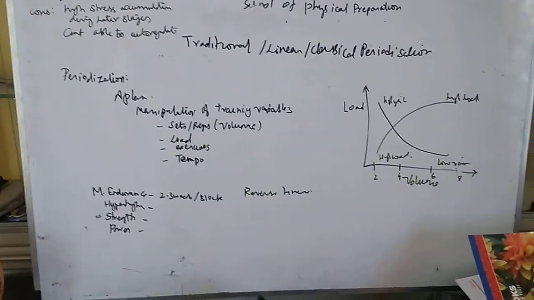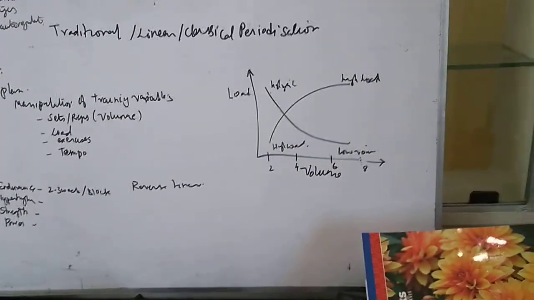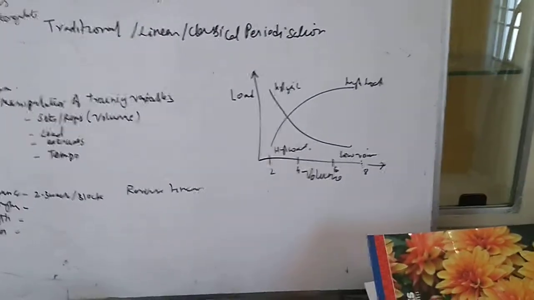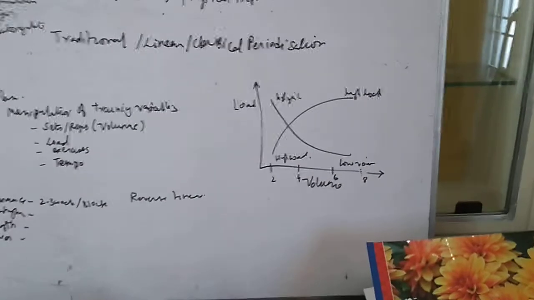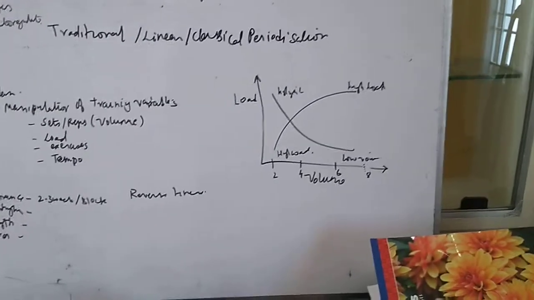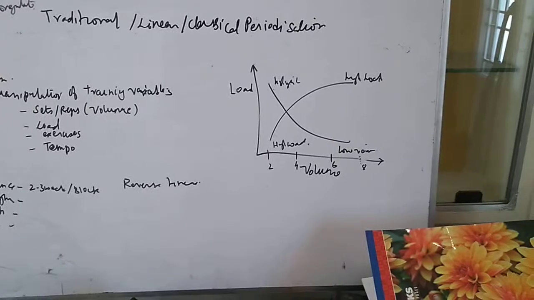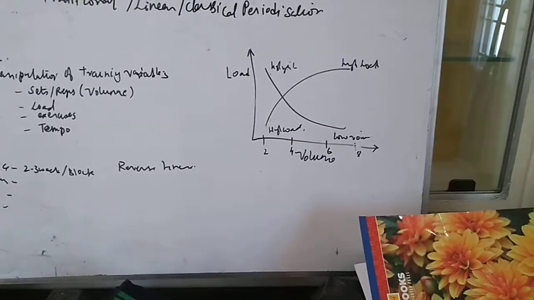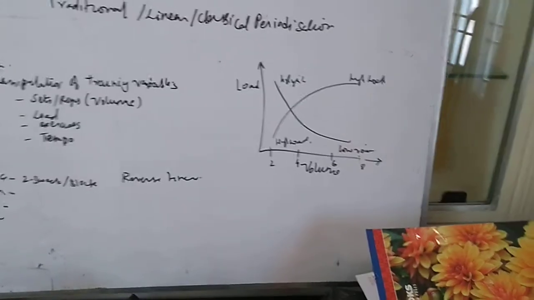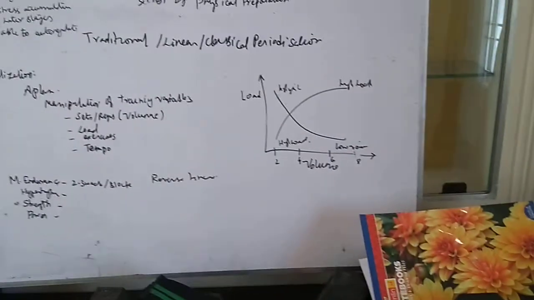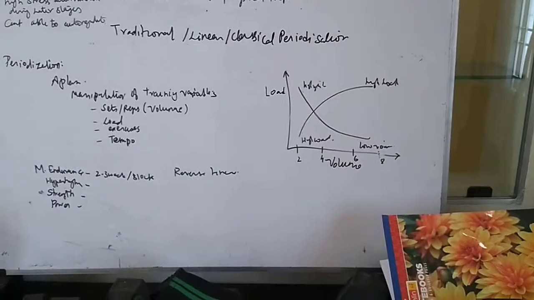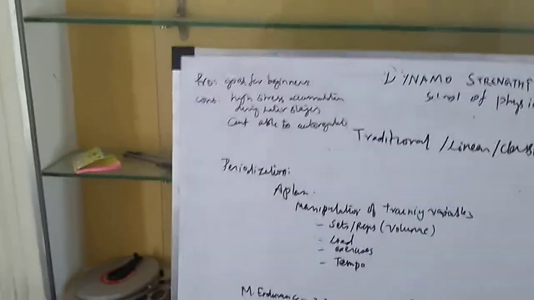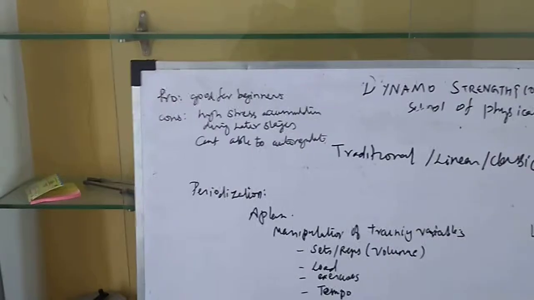Basically in traditional periodization, when we look at the load and volume, the start or base of the period will be with high volume and low intensity. As the training program progresses, the load will be increasing whereas the volume will be reducing. This makes sense, but will this have a very good transfer to performance? Yes and a no. So let's go into the pros and cons of traditional periodization.